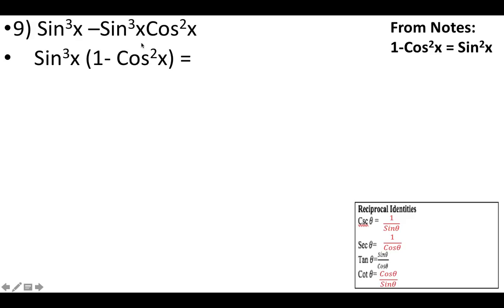1 minus cosine squared x, again I'm going to be looking at my notes, I should have this highlighted, is equal to sine squared x. So this right here is going to become sine squared x. And again, because I'm multiplying these 2 signs and I have 3 of them right here, we have in total 5 signs. So we have sine to the 5th power of x.